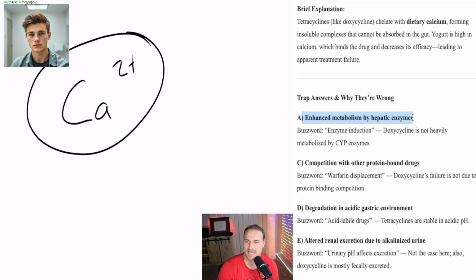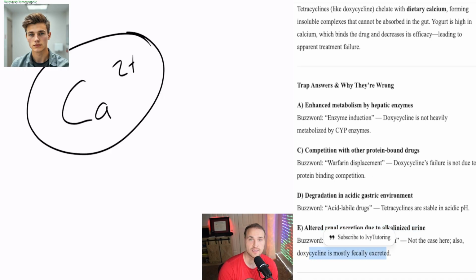A, enhance metabolism by hepatic enzymes. Nope, doxycycline doesn't use the CYP heavily. C, competition with other drugs. That'd be like warfarin displacement. It has nothing to do with protein binding competition with warfarin. Degradation in acidic environment, that's for acid labile drugs, and altered renal excretion. Doxycycline is mostly fecally excreted. So yeah, drinking milk can actually make your antibiotics stop working.